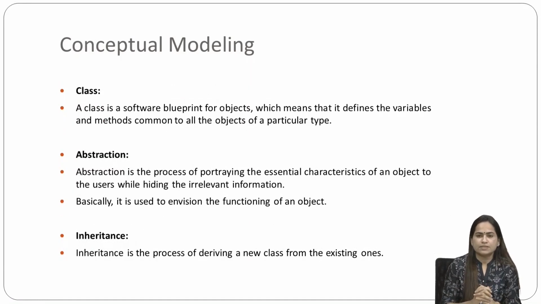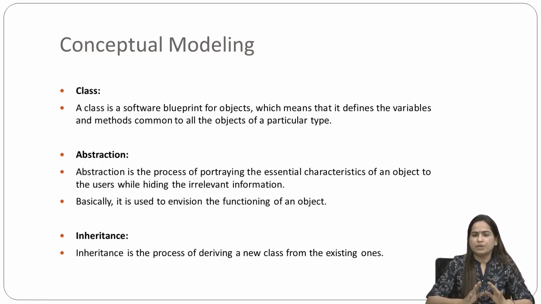Then we have class. As we have seen, it is object oriented analysis and design, so it will have all the concepts of an object oriented language, like object, class, abstraction, inheritance. Each and everything you can have in this UML language. Now let us see class. What do you mean by class? A class is a software blueprint for objects, which means that it defines the variables and methods which are common to all the objects of a particular type.